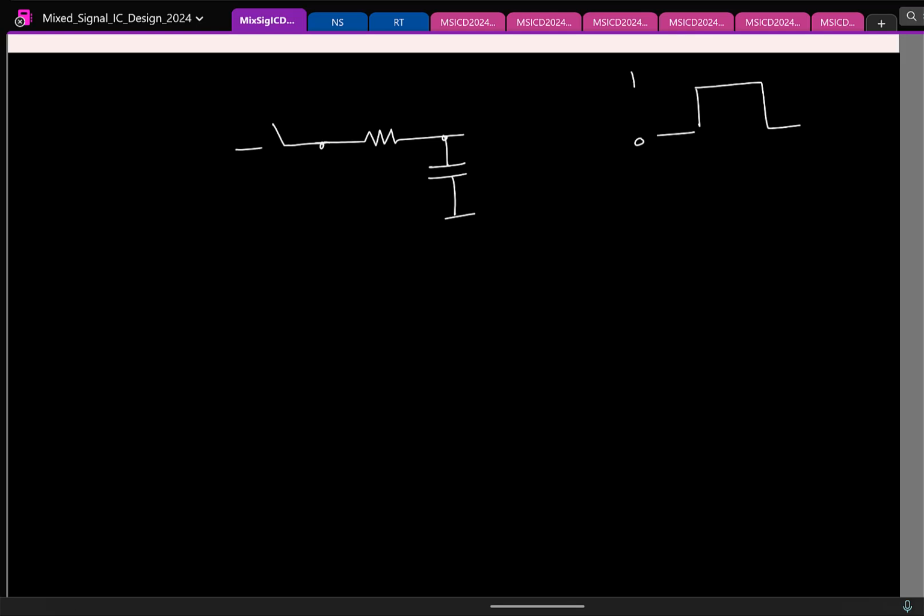This signal must be equal to V in when the clock is high. It should be 0 when the clock is low. I should have another switch. So I'll call it phi 0 and let's say phi 180. So the same thing will happen at the output side.